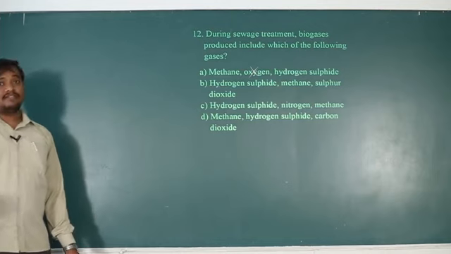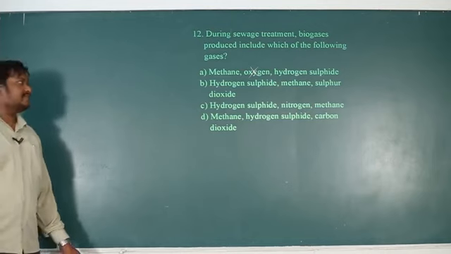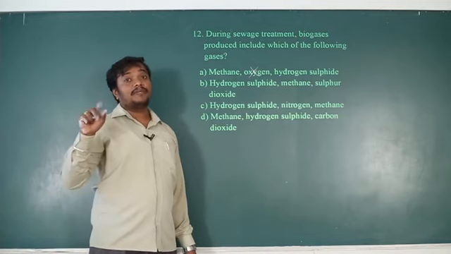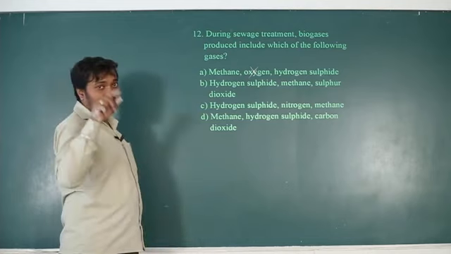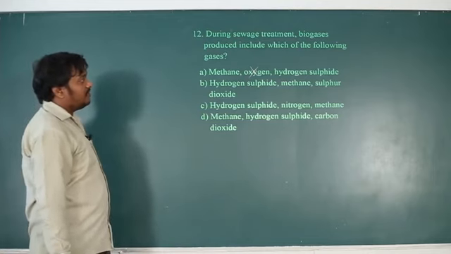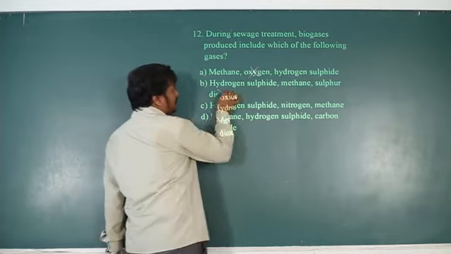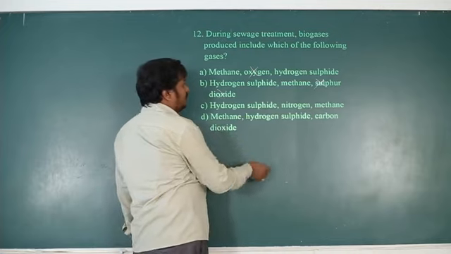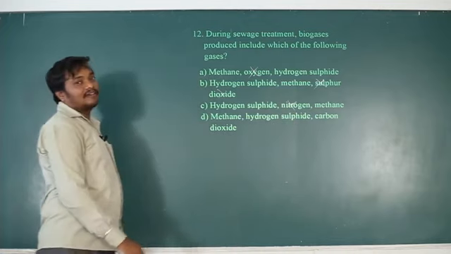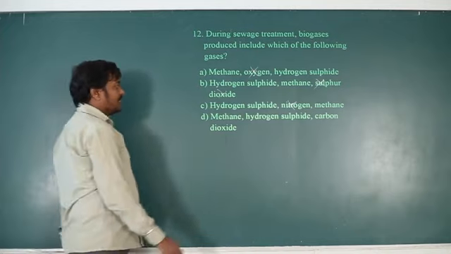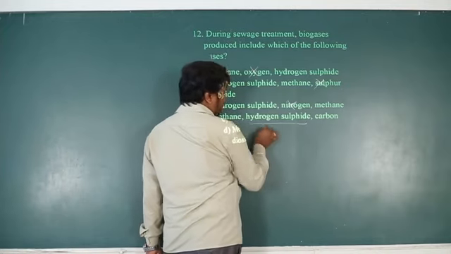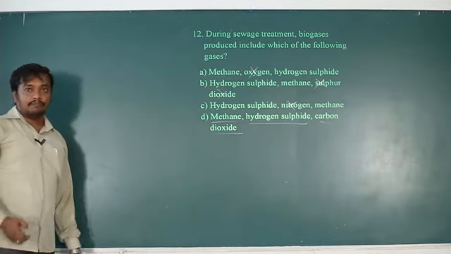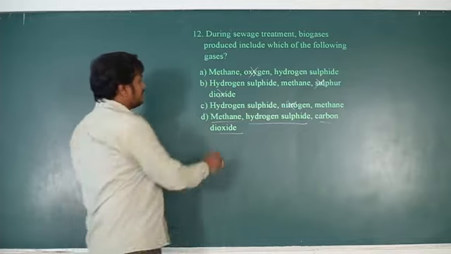If oxygen is present in the anaerobic digester, no methane gas is going to be produced, because anaerobic bacteria do not need oxygen, and if oxygen is present, their activity is reduced. Nitrogen sulfide, methane, sulfur dioxide: no, sulfur dioxide is not present at all. Then hydrogen sulfide, nitrogen and methane: no, nitrogen is not present within the biogas. So finally, methane is present, hydrogen sulfide is present which gives the typical smell, and carbon dioxide is released when you burn it. So D is the right option.